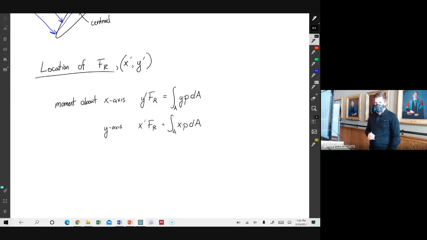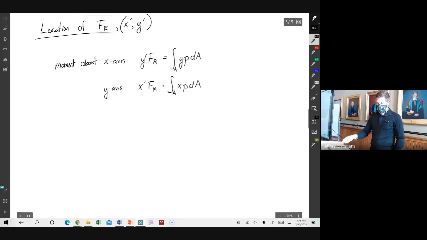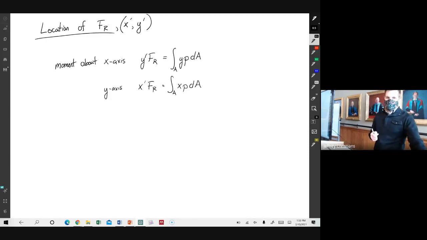Okay. So the pressure could be a function of y or x. So pressure is not necessarily a constant. Pressure could be changing because we could be going deeper. So this x prime and y prime, that's the location that we're trying to find. We'll look first at the moment about the x-axis, because that's the one that's tricky.